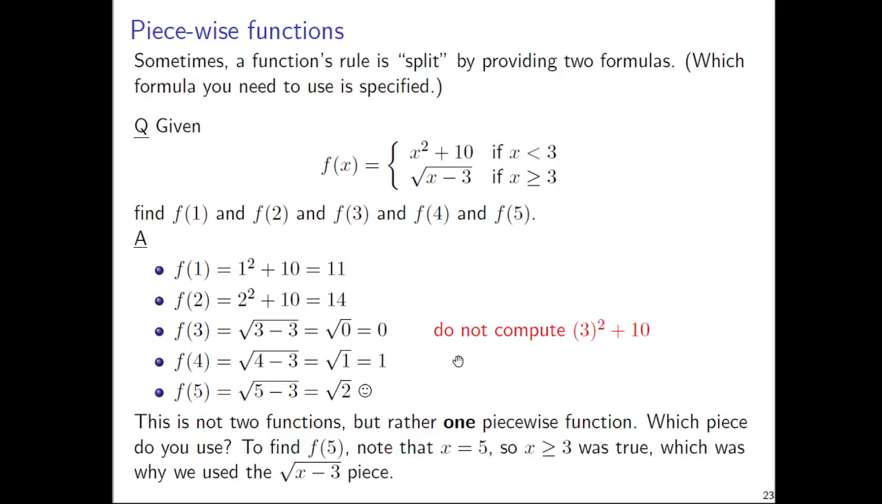Let's try another. Oh, yes, let's clarify this. I think it was said, but just to make sure it's in the slides as well. Which piece do you use? Well, to slow down here, to find f of 5, I mean, we already did it, but just to talk about it, notice that x is 5. The input is 5. And so which part is true: is x less than 3 true, or is x greater than or equal to 3 true? Well, x is greater than or equal to 3 is true. And so because of that, we followed this piece. We ended up using the root x minus 3 piece, and we did not look at the x squared plus 10 piece at all when finding f of 5.